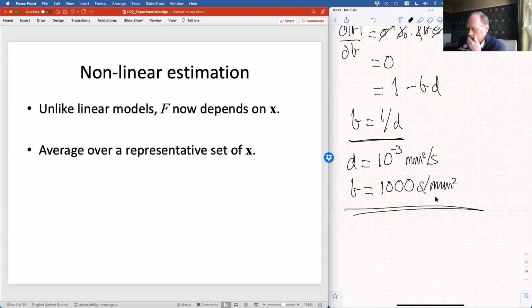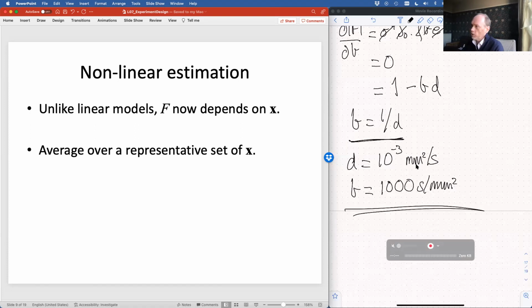Okay, probably enough calculations. So yeah, the key thing about nonlinear estimation then is that the Fisher matrix now depends on x.